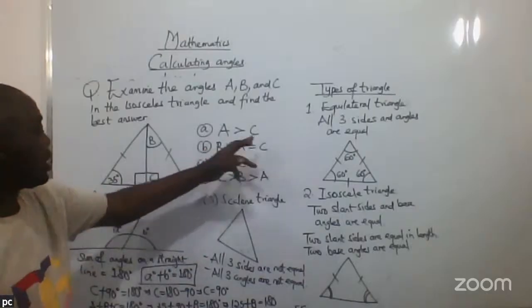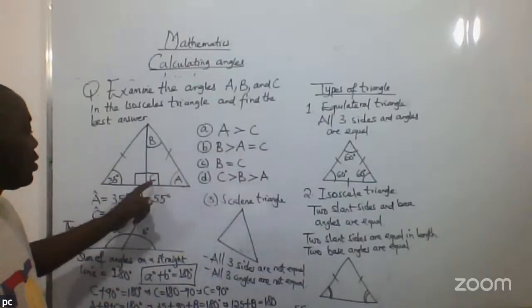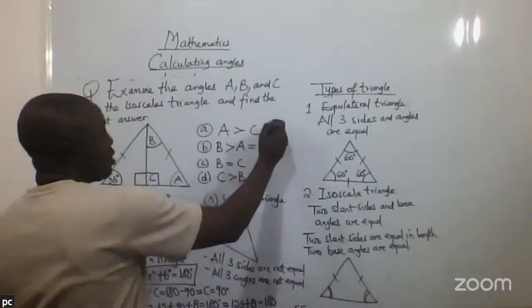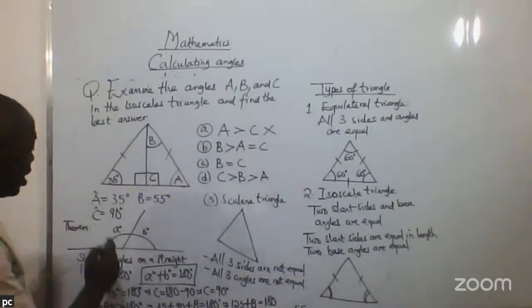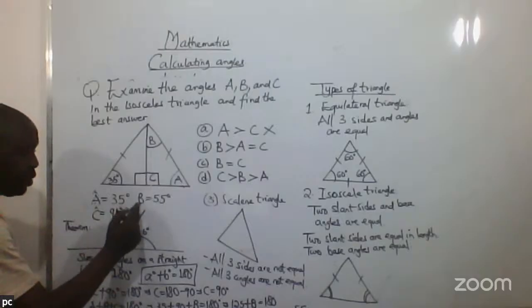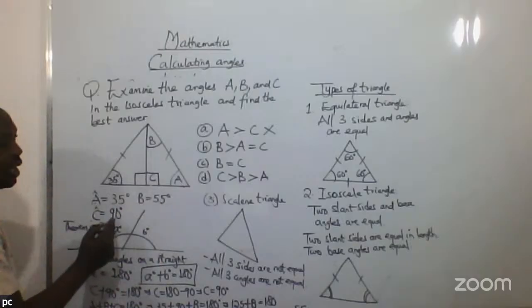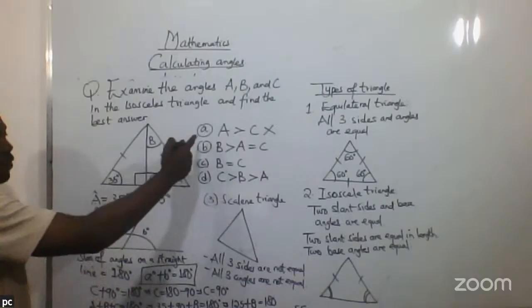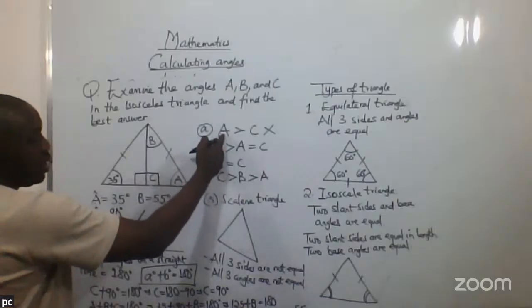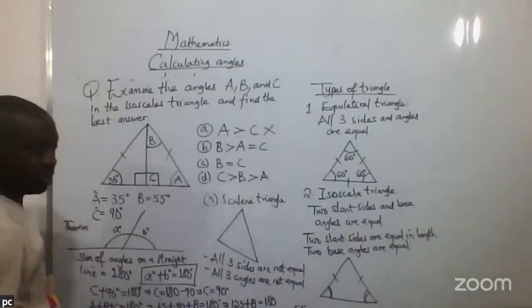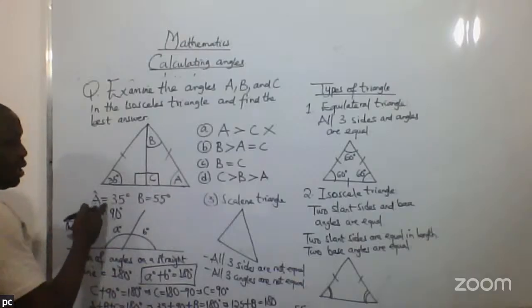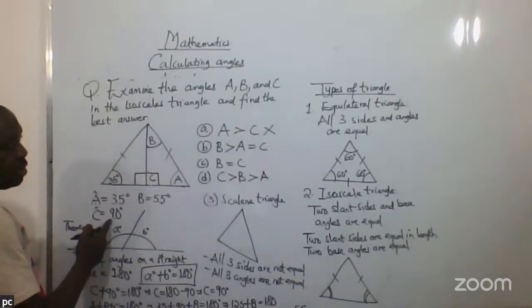Now, is A greater than C? This is wrong. Can you see? We have A 35, B 55, C 90. The first answer choice is A greater than C, which is not correct, because A is 35 while C is 90 degrees.